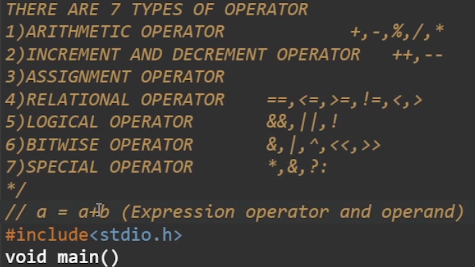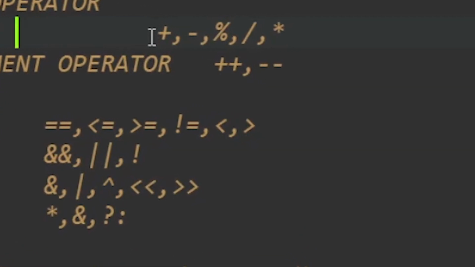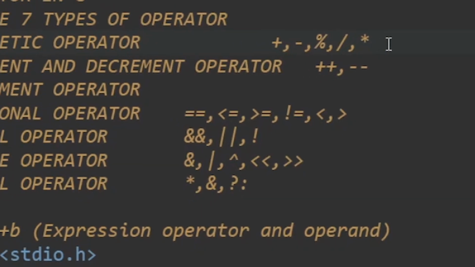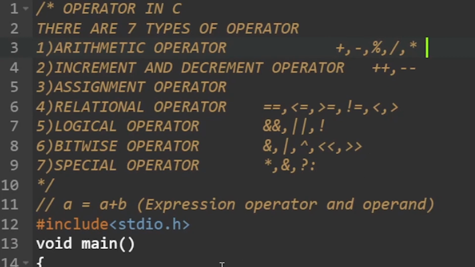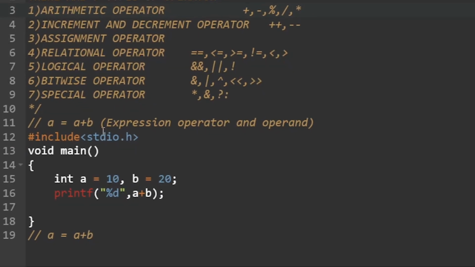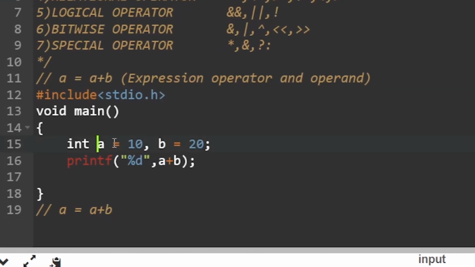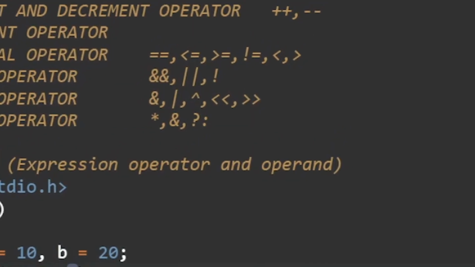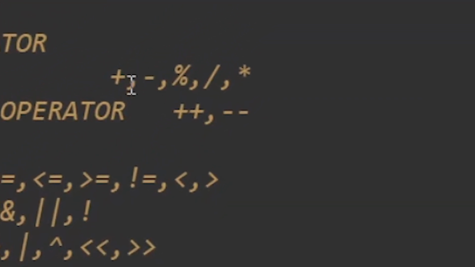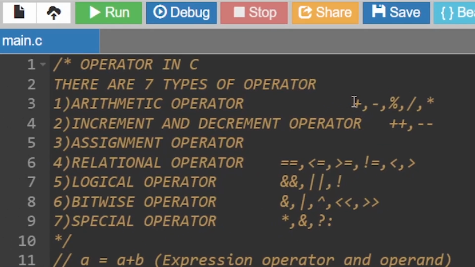This plus symbol comes under arithmetic operator, as you can see over here: plus, minus, modulus, division, star, which we are going to go through in a moment. In this program, I have initialized two variables, a = 10 and b = 20, and I am adding both using this plus operator. Plus operator is an arithmetic operator. Arithmetic operators involve all the algebraic operators which you have come across.